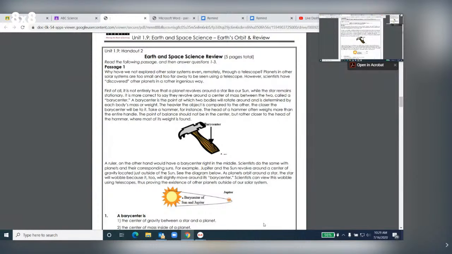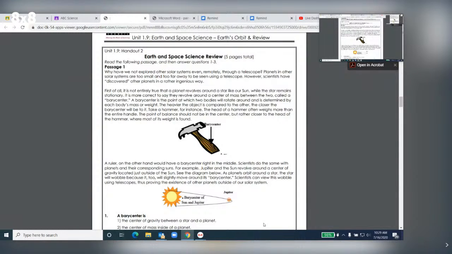This is kind of the last lesson in Earth and space science that we've done. So it asks you to read these passages. We'll go ahead and read them together and we'll answer the questions. So passage 1: Why have we not explored other solar systems even remotely through a telescope? Planets and other solar systems are too small and too far away to be seen using a telescope. However, scientists have discovered other planets in a rather ingenious way.